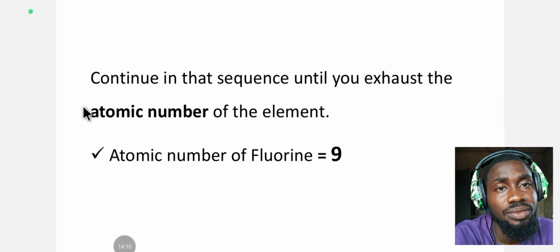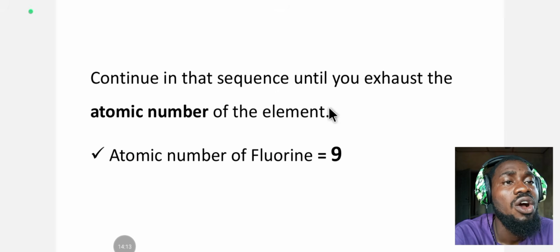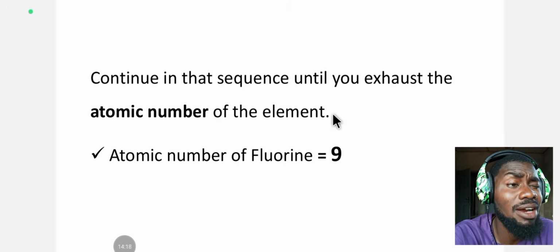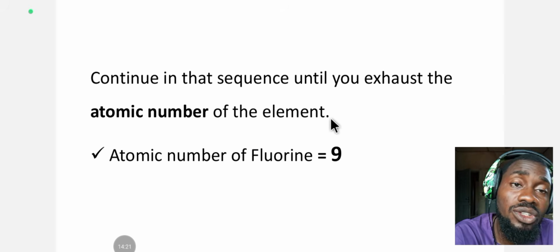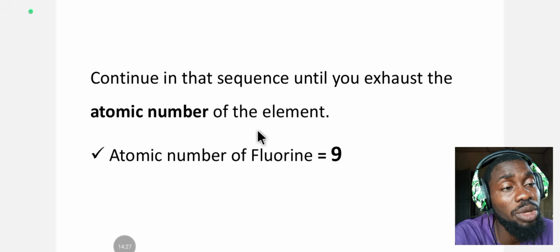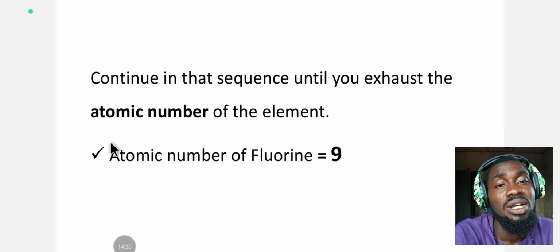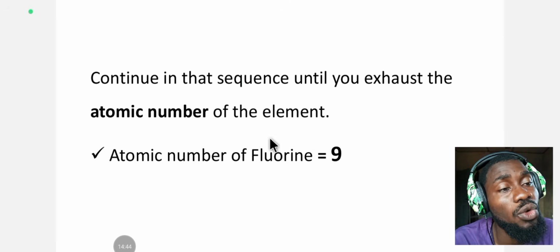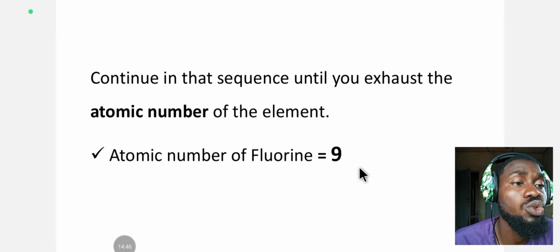Moving on, continue in that sequence until you exhaust the atomic number of the element. As you are drawing the orbital diagram or the shell diagram, you are counting and ensuring that it matches the atomic number of the element. The atomic number of fluorine is 9. So since the atomic number of fluorine equals 9, let's go back to the orbital diagram that we just drew.